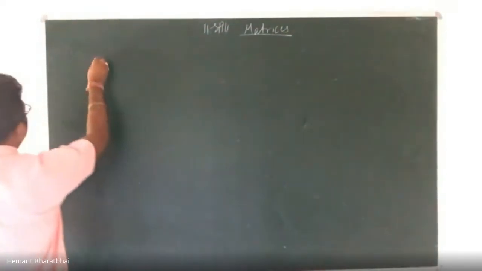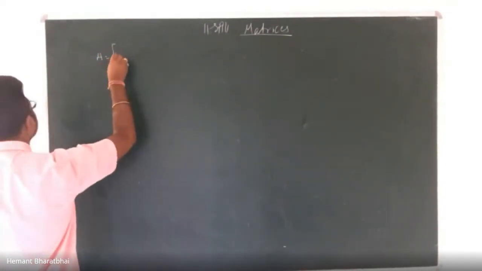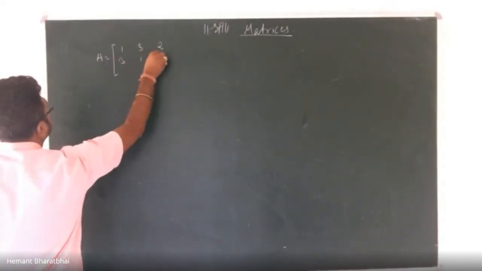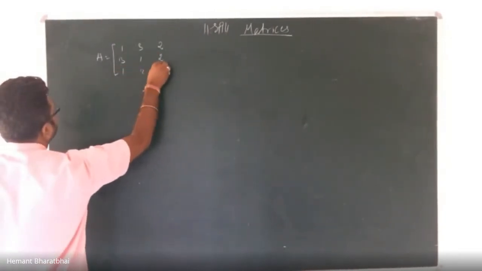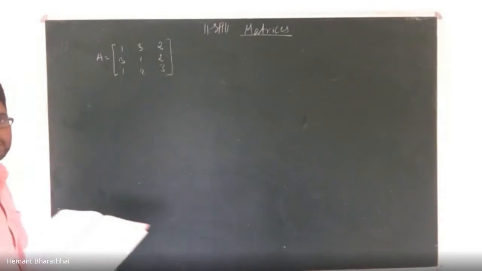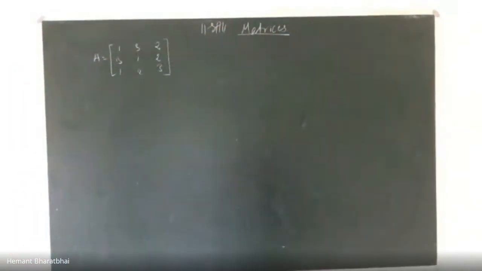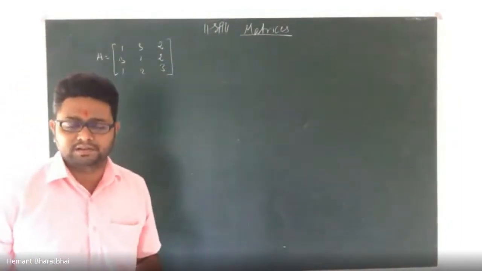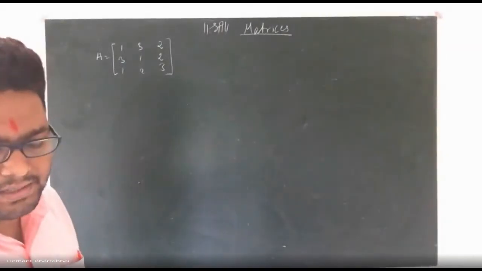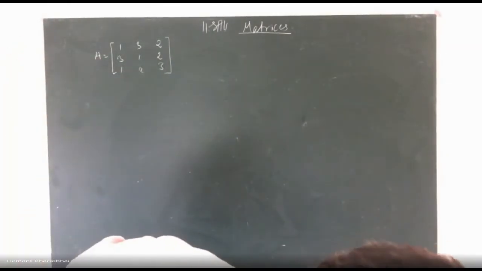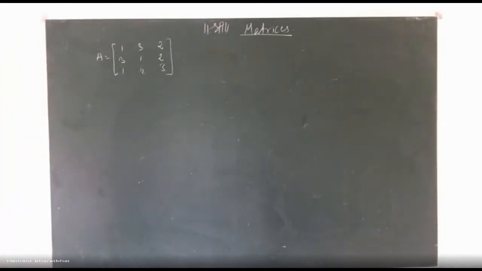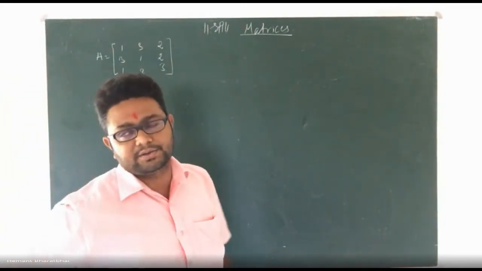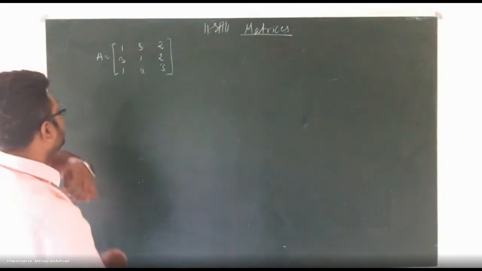Let me consider a matrix A: 1, 3, 2, 3, 1, 2, and 1, 2, 3. I have a matrix something like this. Let's find the inverse of this matrix. Again, the formula to find the inverse is 1 upon determinant of A into adjoint of A. To find the adjoint of a matrix, we require the cofactor matrix, and for the cofactor matrix, we require the minors of the matrix. So first, let's find the minors.